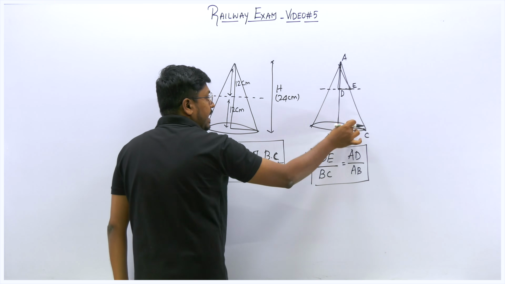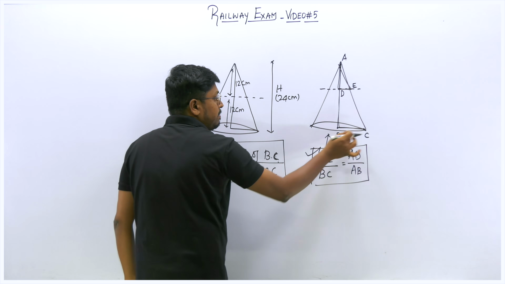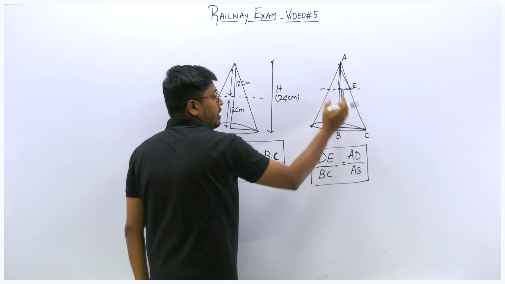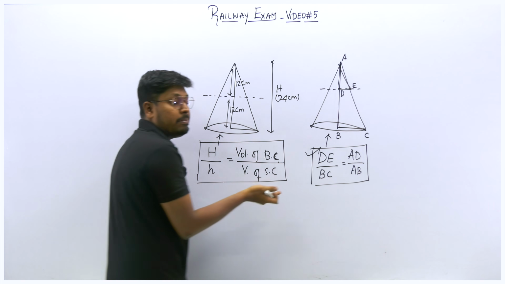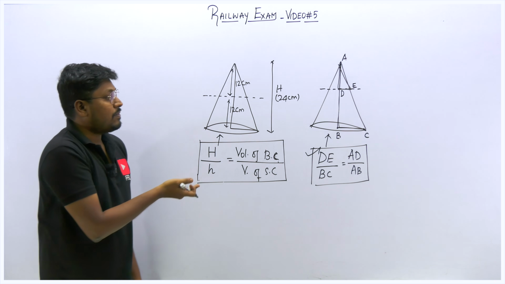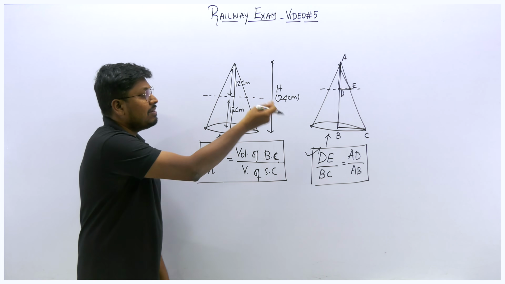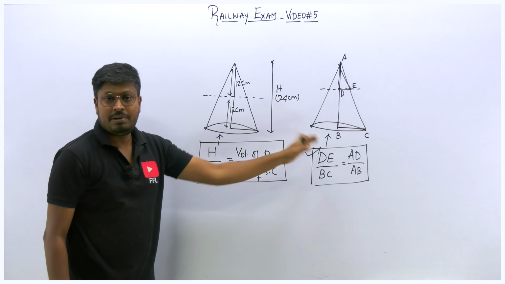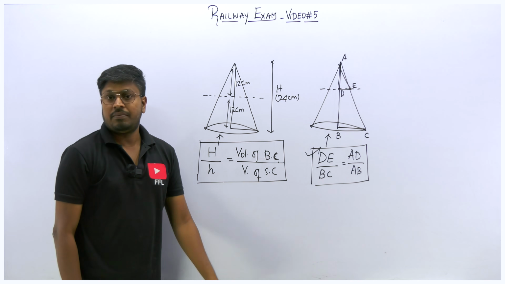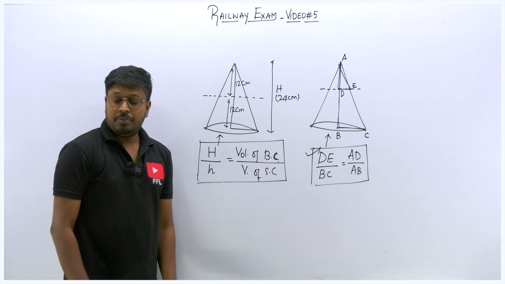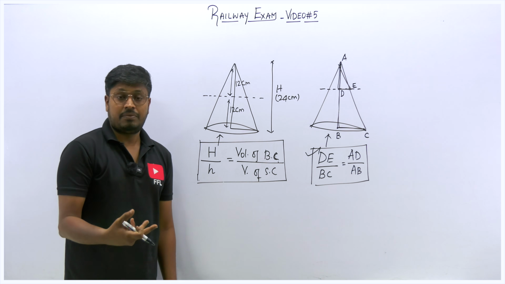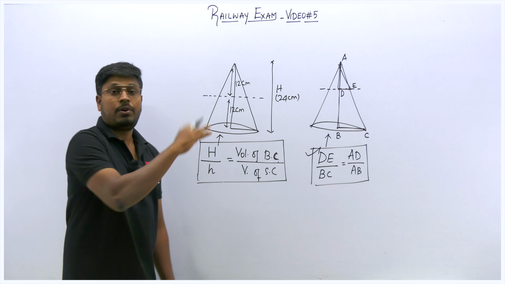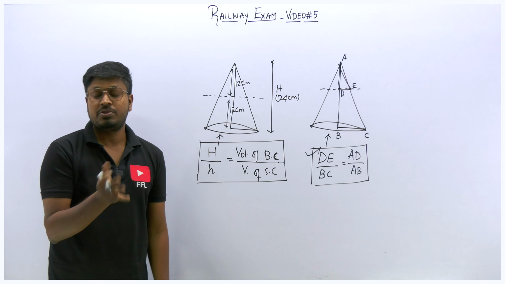So these two lines are parallel: DE and BC, both lines are parallel. For DE, AD will be perpendicular. For BC, AB will be perpendicular. Right? So in your questions, they will give you some values. You just substitute the values according to the question format and the formula. You will get the answer for sure. So friends, I hope you understood the concept of frustum of a cone. Do not memorize the formula by heart. Just understand how this formula came about. That is most important.